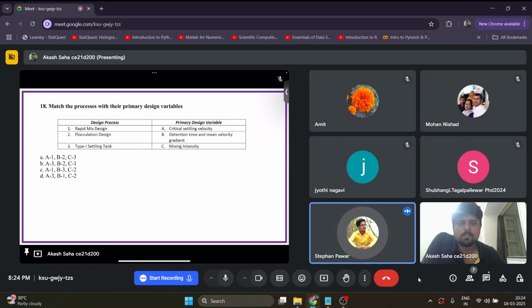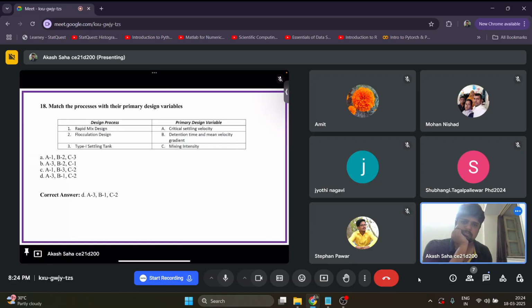Rapid mixing intensity. Okay, try the others. Flocculation design, detention time, and mean velocity gradient. Is it correct? Anyone else would like to try? So for rapid mixing, both G and T are important. Always remember, for rapid mixing, both G and T are important because that will decide the final size and the density of the particle. So rapid mixing means detention time and mean velocity gradient.